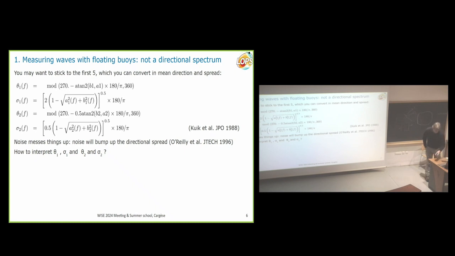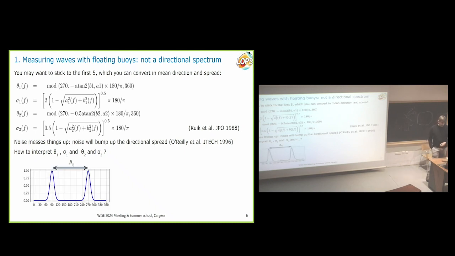Okay. So how to interpret these spreads? Oh yeah, and by the way, before I forget, there were people yesterday using all sorts of definitions for directional spread. You can do whatever you want, but these are the only spreads you can measure with a buoy. So please, if you have to use a measure for spread, use one of these two. Otherwise, people will get confused.